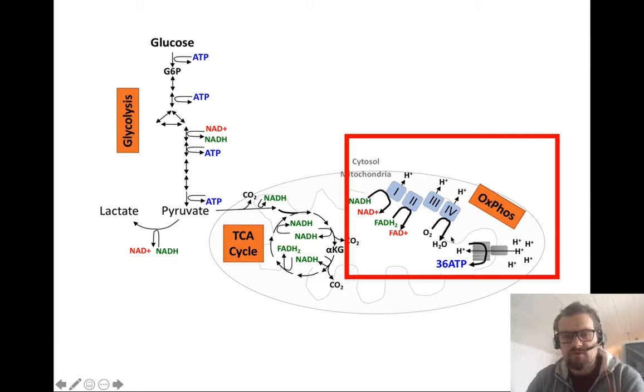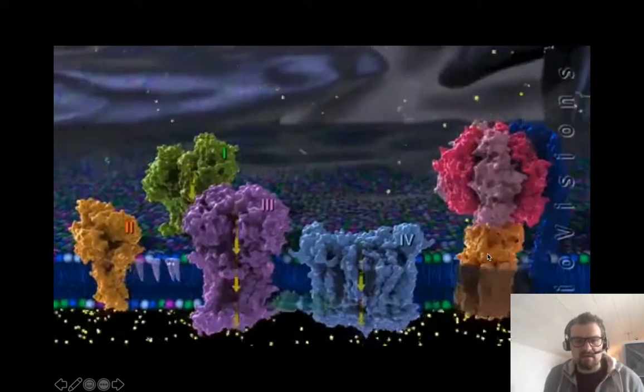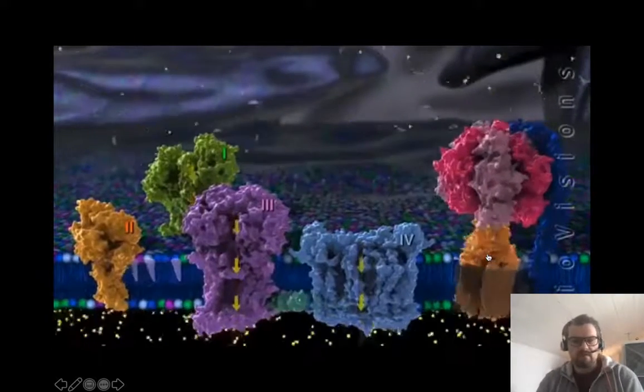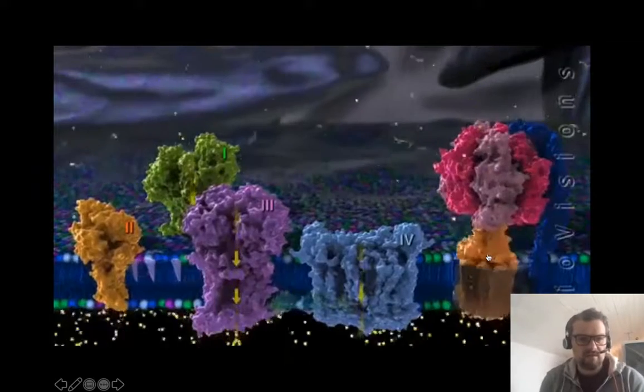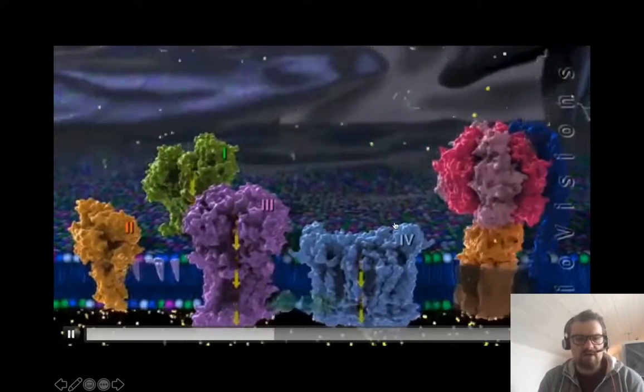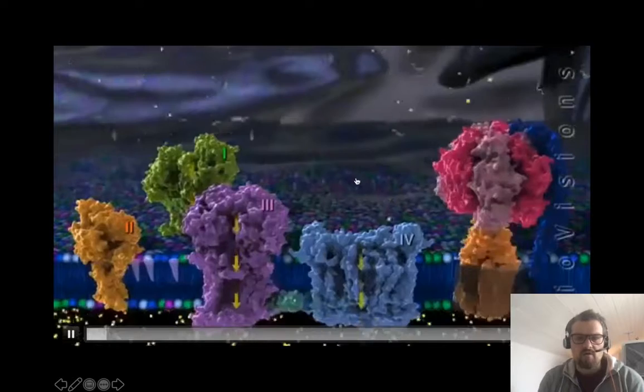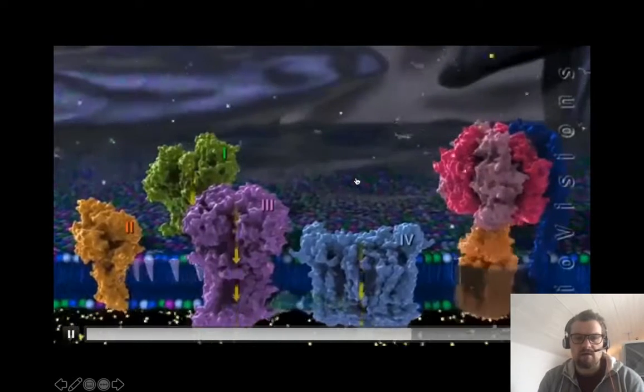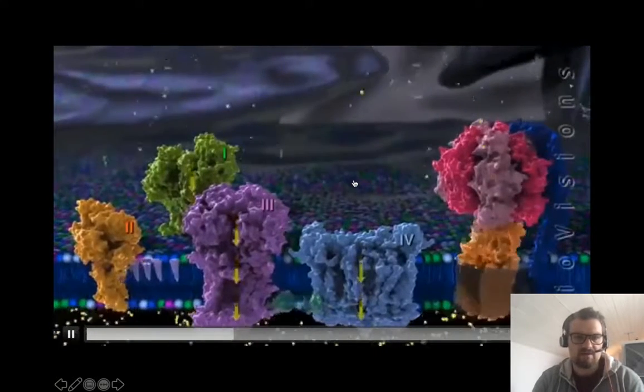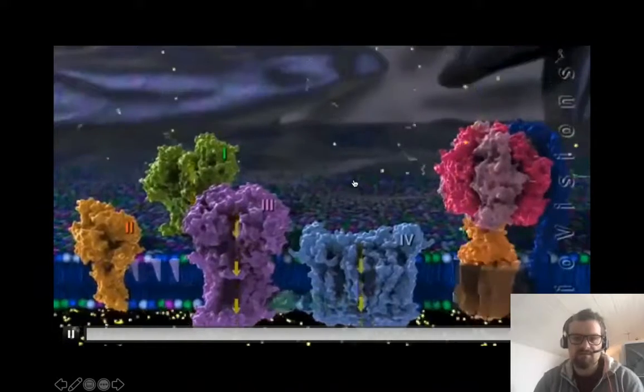So let's just focus on this part here for a second, the electron transport chain and ATP synthase. So here's a nice video you can get off one of these GIF websites, trying to illustrate the dynamics of all these molecules occurring during this process of OXPHOS and ATP synthesis.